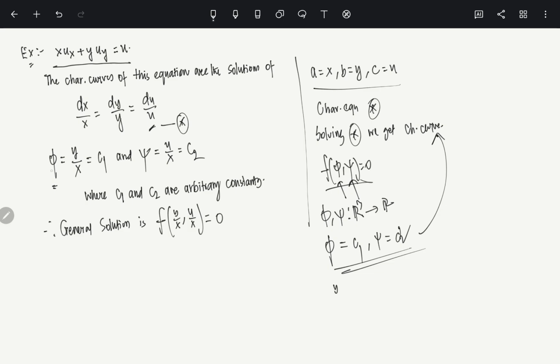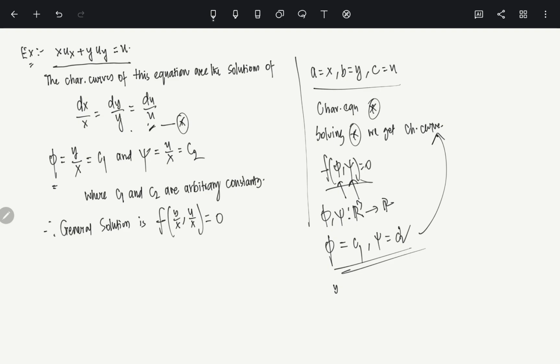So basically, if you are taking phi to be y by x, then phi is constant along the characteristic curve. Again, solving these two, you are getting psi, you are getting u by x is constant C2, right? So if you take psi to be u by x, then psi is constant along the characteristic. So C1, C2 are arbitrary functions. Now this is your phi and psi. What are those? These are functions.